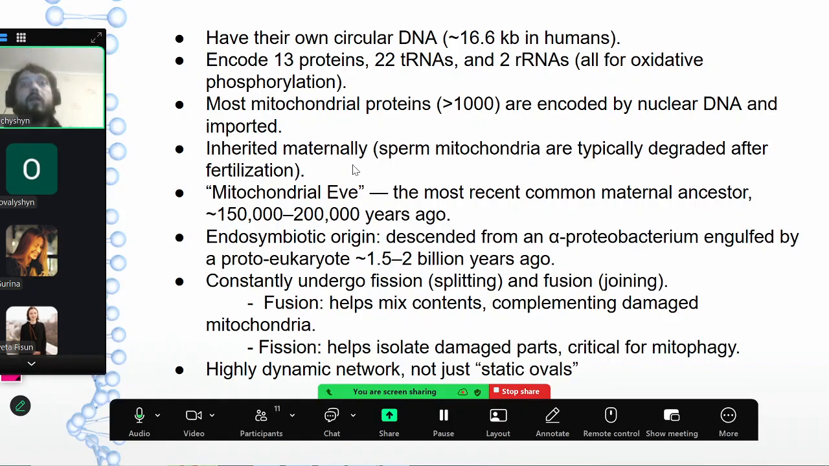They are inherited only maternally. So at least 1 or 2 mitochondria are present in sperm, probably 1. But they are typically degraded after fertilization, so they are inherited strictly maternally. That's why, using the mitochondrial DNA, we can trace back just, let's say, one part of our inheritance tree.